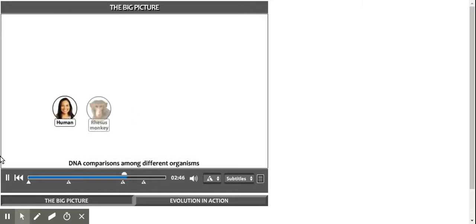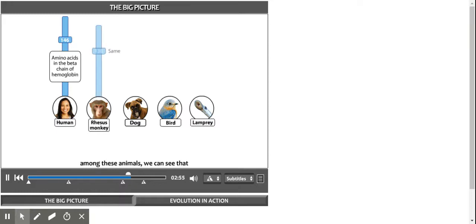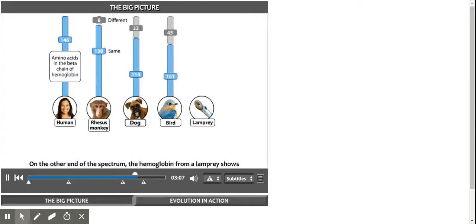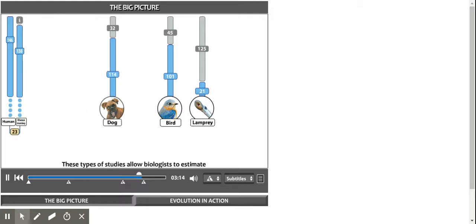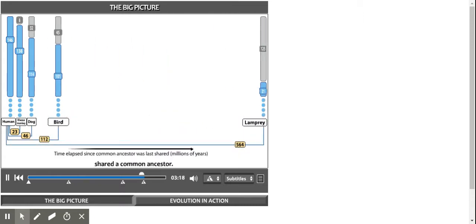DNA comparisons among different organisms also provide a wealth of evolutionary information. If the genes for hemoglobin molecules are compared among these animals, we can see that the hemoglobins differ relatively little between humans and rhesus monkeys. The amino acid sequences are nearly the same. On the other end of the spectrum, the hemoglobin from a lamprey shows great differences from human hemoglobin. These types of studies allow biologists to estimate how much time has elapsed since any two species shared a common ancestor.